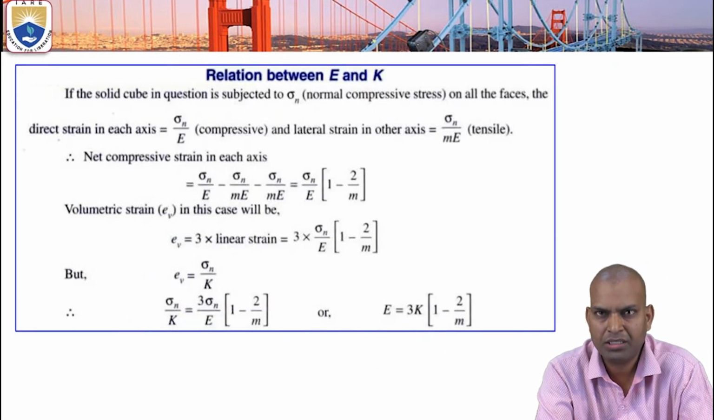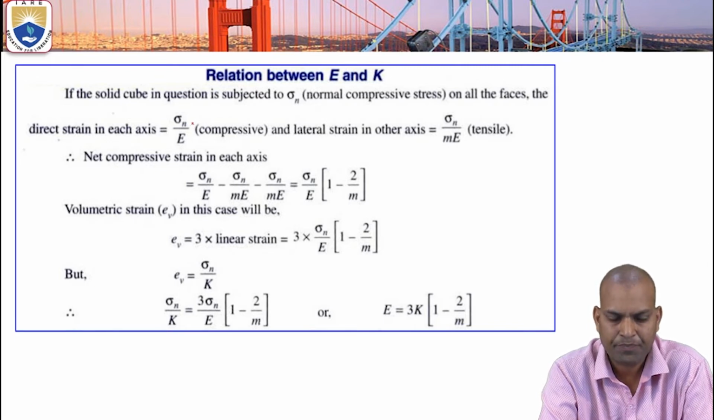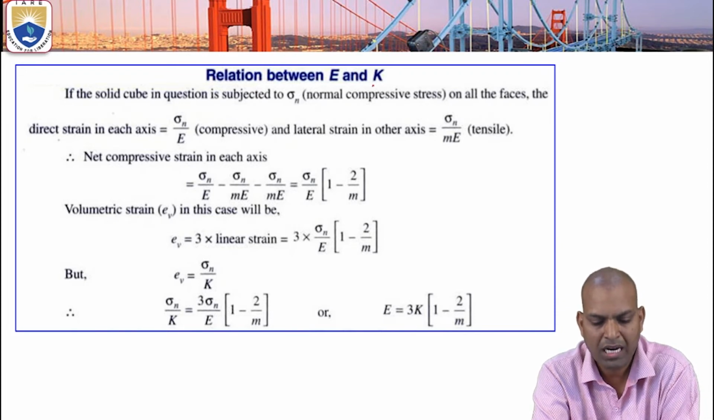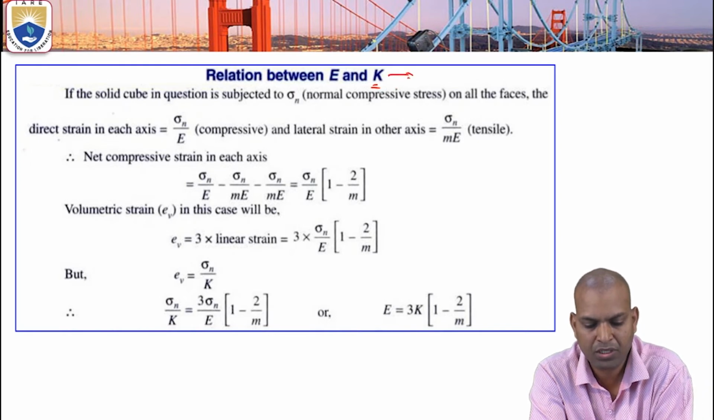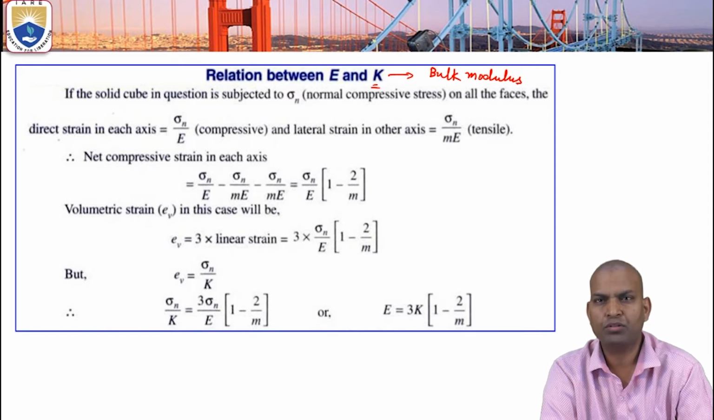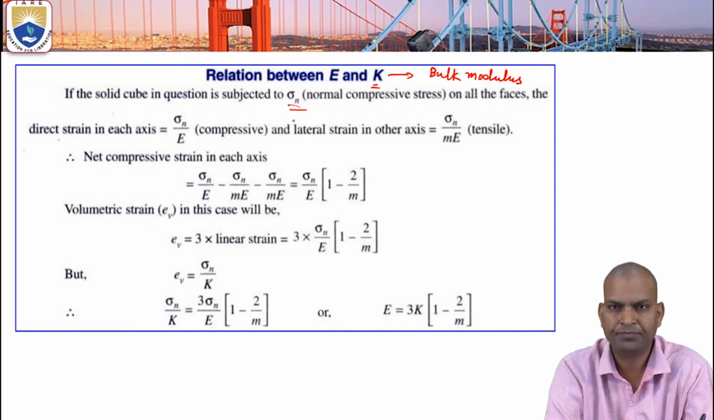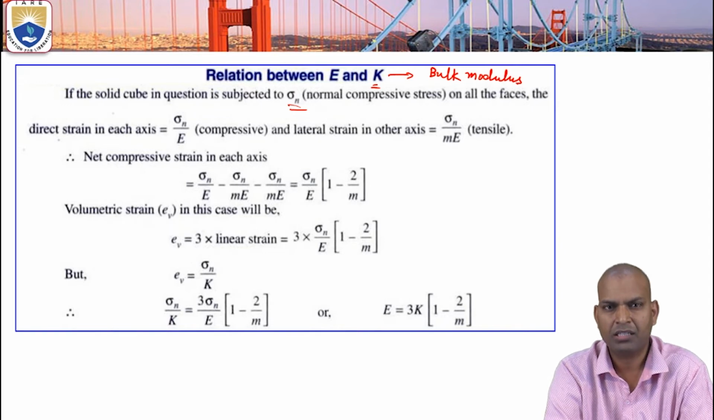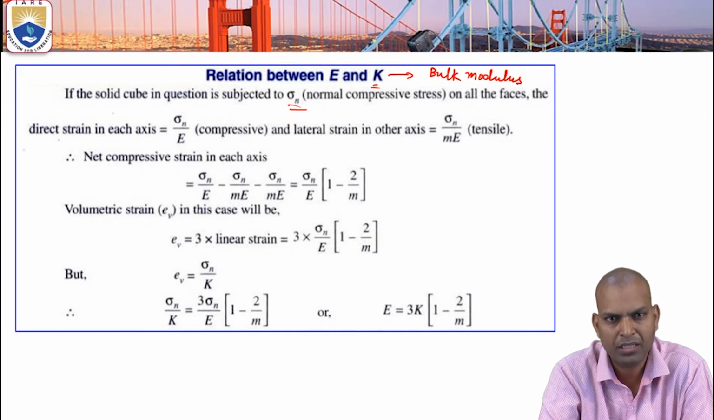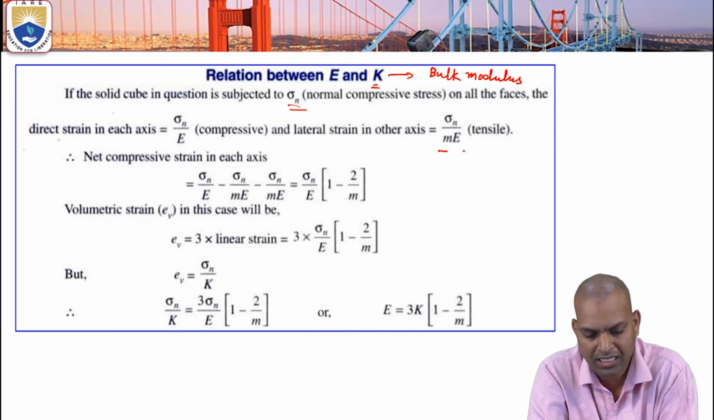Next, there is another relation, the relation between E and K. E is the elastic modulus, or modulus of elasticity, or Young's modulus, and K is the bulk modulus. If a solid cube is subjected to normal compressive stresses sigma n on all the faces, then the direct strain in each axis is sigma n by E in compression, and the lateral strain in the other axes is 1 by m times sigma n by E, in the tensile direction.